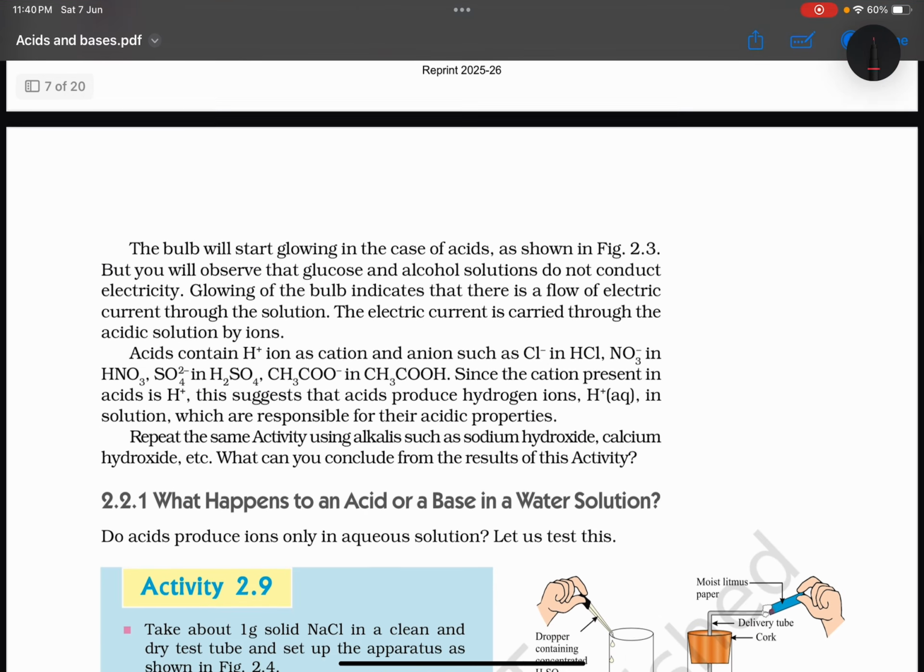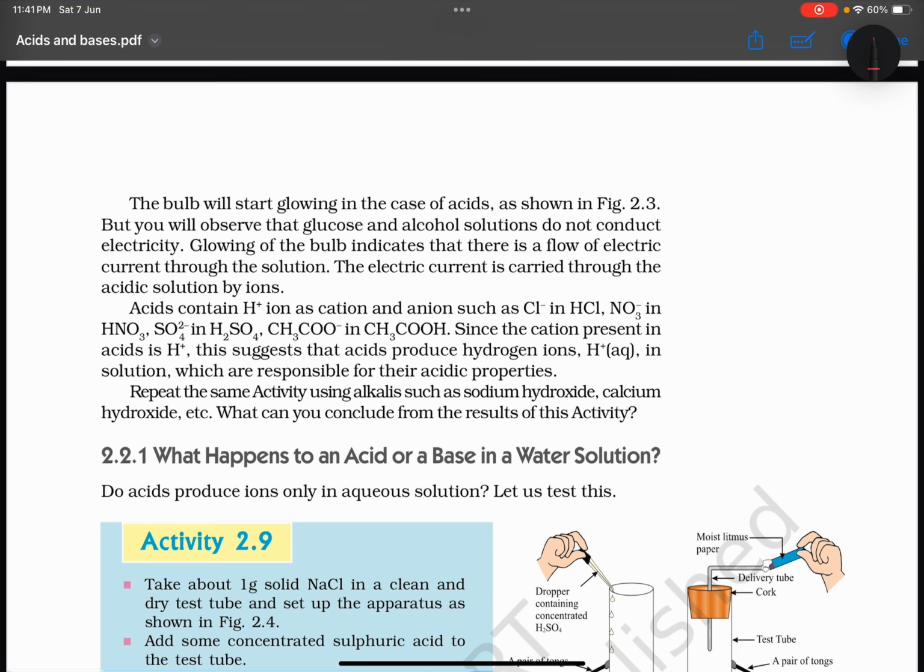Let us see the conclusion. What is given here? The bulb will start glowing in the case of acids as shown in figure 2.3, but you will observe that glucose and alcohol solutions do not conduct electricity. Glowing of the bulb indicates that there is flow of electric current through the solution. The electric current is carried through the acidic solution by ions. Such ions are not formed in the case of glucose and alcohol, but in the case of HCl and H2SO4, H plus ions are formed. Because of the formation of these ions, there is flow of electricity. So in the case of acids the bulb will glow, not in the case of glucose and alcohol.